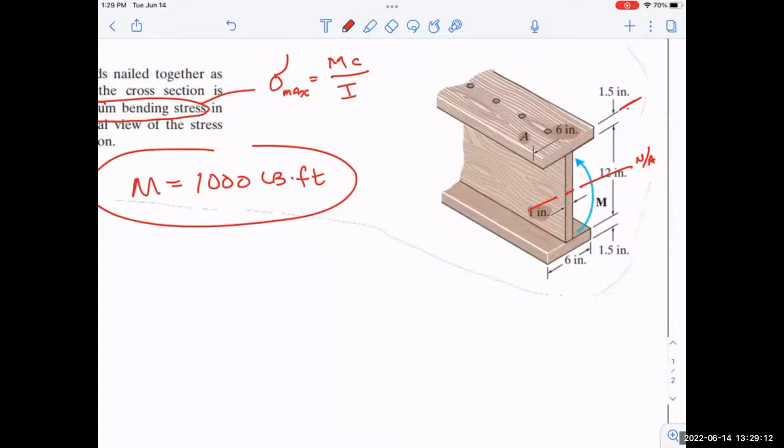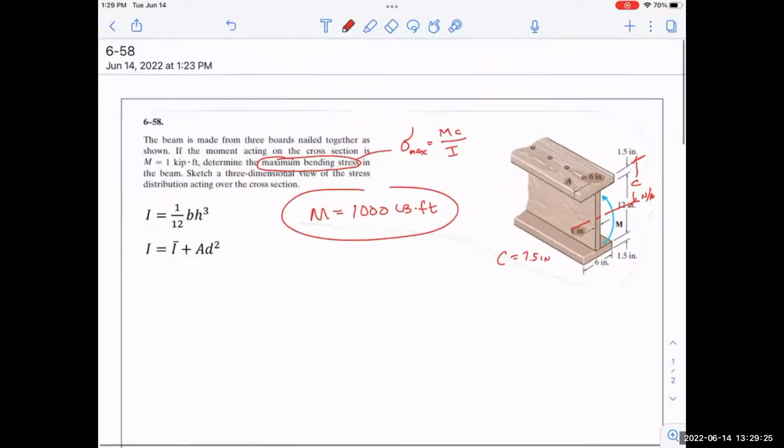So it's the distance all the way to the top. So it's 6 basically in that web, and then 1.5 inches more. So does it make sense? C is 7.5 inches. And so it's like, this is working great. I know M, I know what C is. Notice I got a unit problem there because one is in foot-pounds and the other one's in inches. So maybe, do I care? Do I have to convert inches to feet, or do I have to convert feet to inches? I might have to think about that, right?